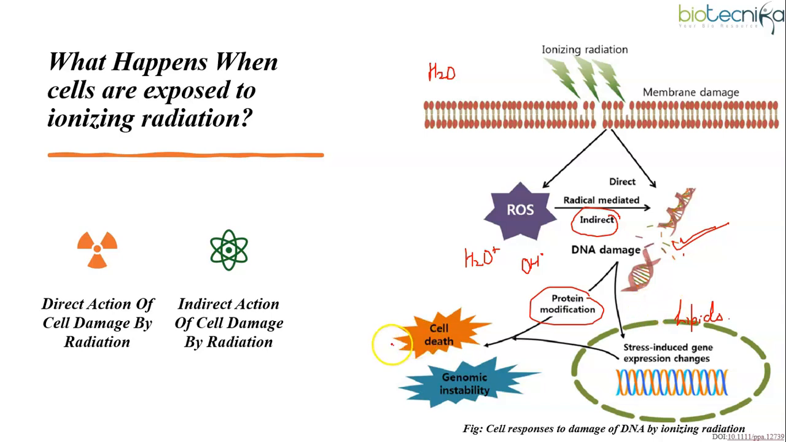So as shown in this figure, ionizing radiation causes the single strand and double strand breaks of DNA either directly or indirectly, resulting in oxidized proteins, DNA, lipids and other biomolecules. And within minutes, the cell responds by altering gene expression and modifying stress-related proteins. And a high dose of radiation leads to cell death or genomic instability.